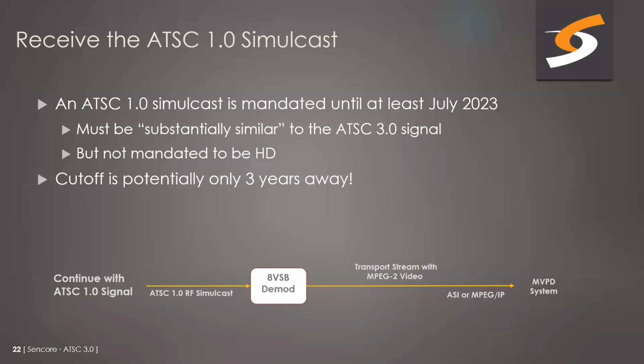And the biggest downside of this is that cutoff of that ATSC 1.0 signal is potentially only 3 years away. So this is really: continue as is for now, receive that simulcast, demodulate it, and continue to import that transport stream with the MPEG-2 video. Whether or not that's transcoded depends on the system, but this is at least a temporary solution to the reuse problem.